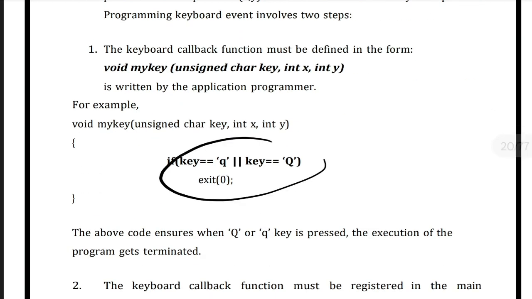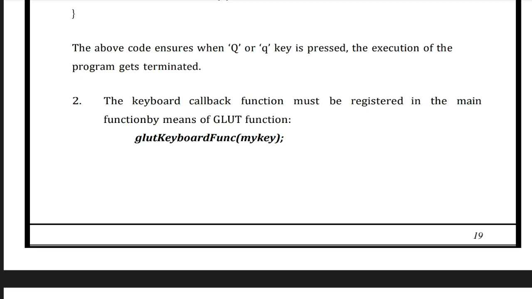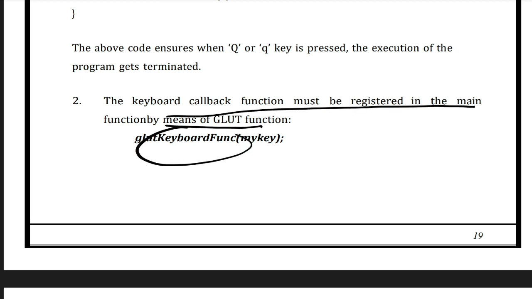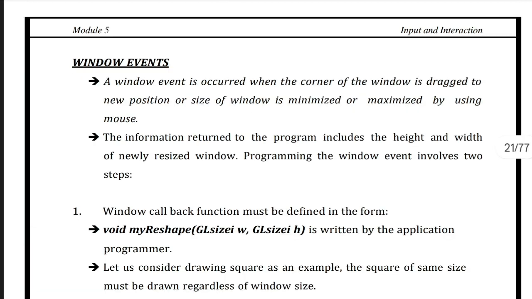Okay. So if key is equal to q or Q, what should happen, like that also you can define. A user defined function myKey, which accepts the parameters key, x and y. Also there is a callback function which is registered in the main function, which is glutKeyboardFunc, just how you wrote glutMouseFunc. That was about the keyboard.